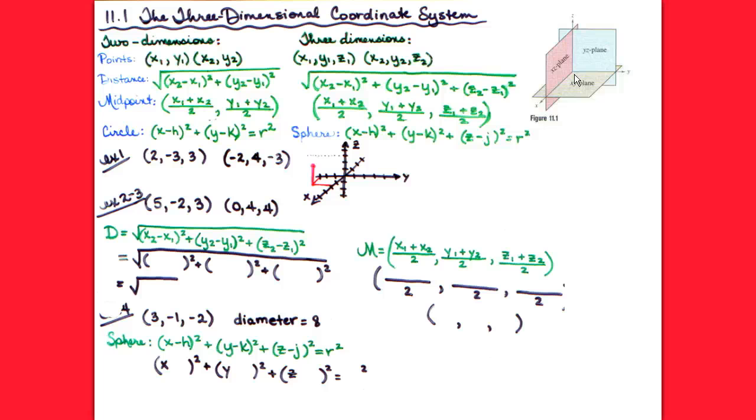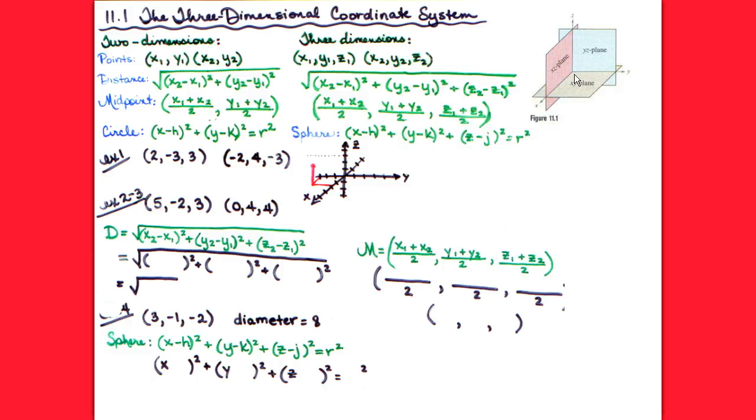And they say that a 3-dimensional coordinate system can have either a left-handed or a right-handed orientation. In this text, we're going to work exclusively with right-handed systems, and you see that thumb there in the textbook where they're illustrating that for you.